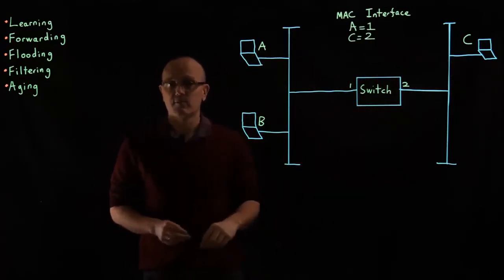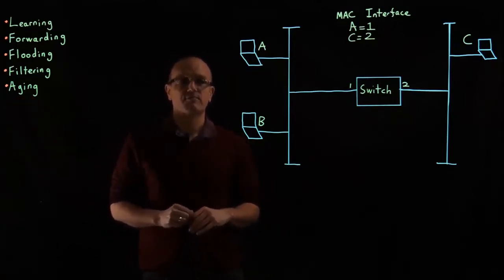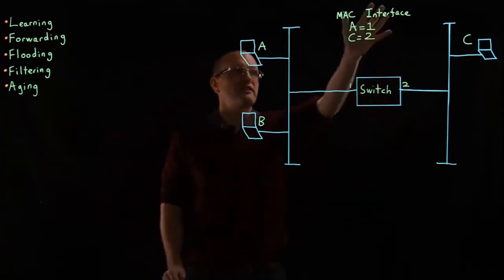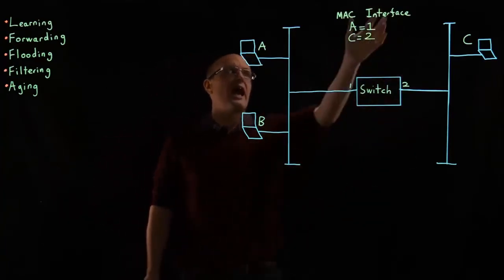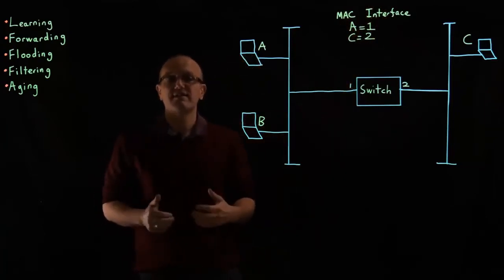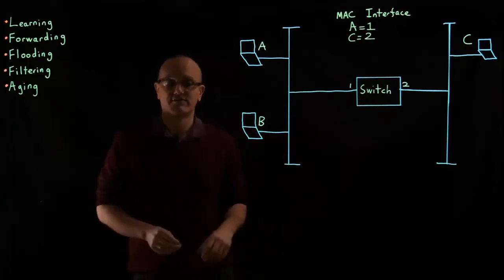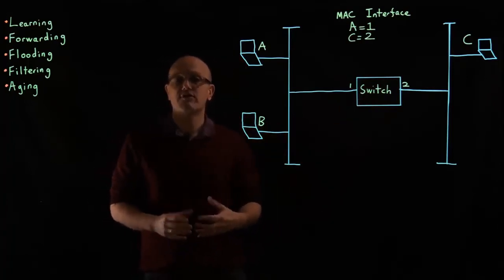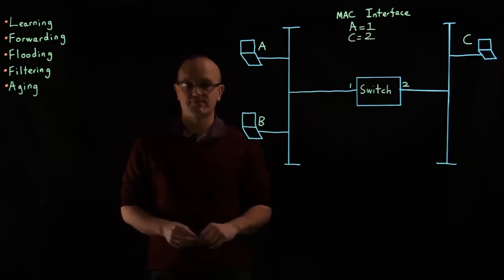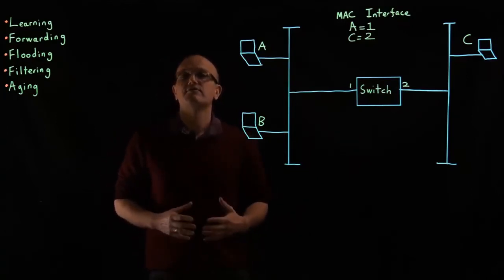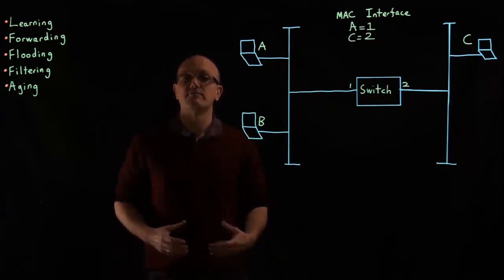And then finally, we have the aging feature of a learning bridge. So this is that the entries in the forwarding table are periodically aged out. This allows us to keep the state that a switch is maintaining current. And it means that we're not forwarding traffic to destinations that no longer exist. And this is a quick overview of some of the basic features of a learning bridge.